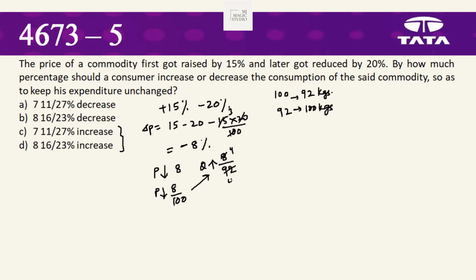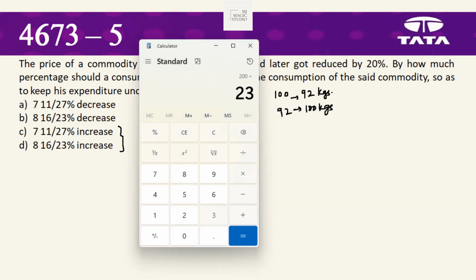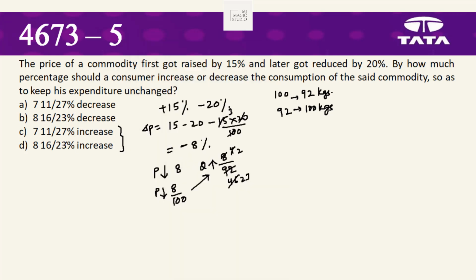That is 2 times 4, that is 46, 23, 2. So it is 2 by 23 or 200 by 23%. 200 by 23 will give 8.69. That is 8 16 by 23% increase is the answer. What we have used here is rule 3, the net change rule, to find the change in price. We have used rule 1, the line changing rule, to find directly the change in Q when P falls. Answer: 8 16 by 23% increase.